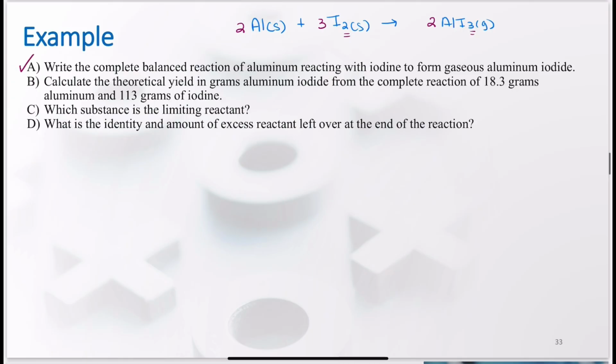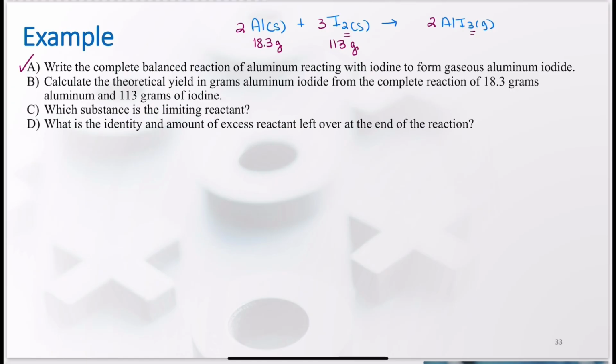So part A, done. Part B, calculate the theoretical yield in grams of aluminum iodide from the complete reaction of 18.3 grams of aluminum and 113 grams of iodine. So I am trying to react, let's see, 18.3 grams here and 113 grams here. I don't know what my limiting reactant is though. So first thing I need to do is figure out my limiting reactant before I can even answer this question.